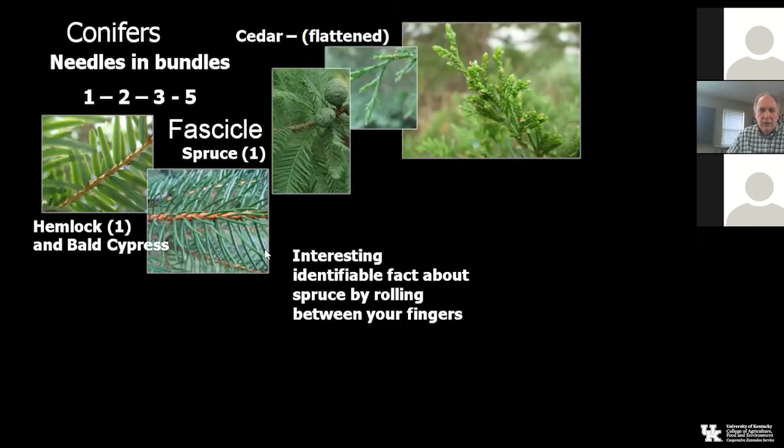Take that 1 needle, and if you roll it in your fingers between your index and thumb, you will actually feel the 4 sides of that needle. So in a conifer, in the spruce, you can roll it and feel it. Can't do that with a hemlock, and you can't do it with a bald cypress. They will just sit there. But with the spruce, you can roll that in your fingers. So if you have a spruce out in your front yard, after this is over, go out and give it a try.